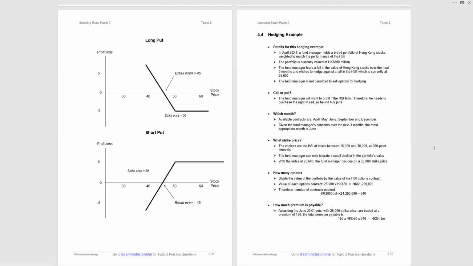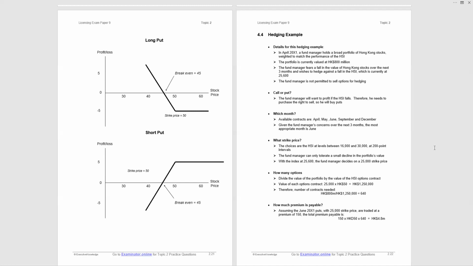We're told that the Hang Seng Index provides strike prices between 16,000 and 30,000 at 200-point intervals. Now, we're told the fund manager can only tolerate a small decline in the portfolio's value, and the index is at 25,600. The manager decides on a strike price of 25,000. In other words, he or she is happy to take a 600 loss, but not beyond.